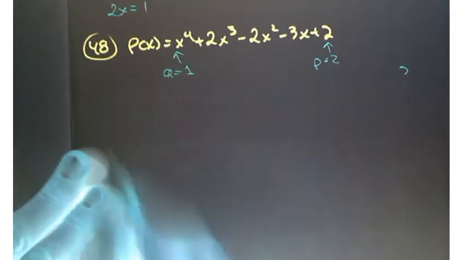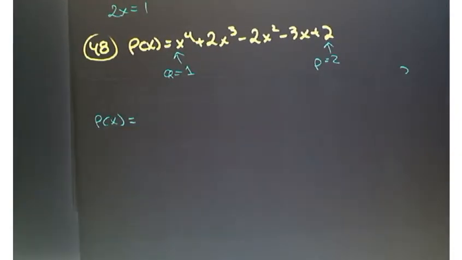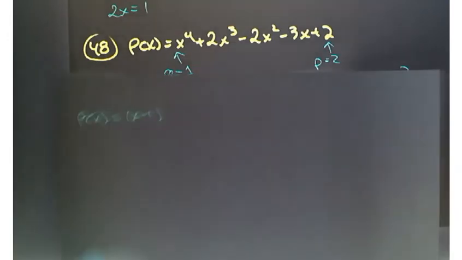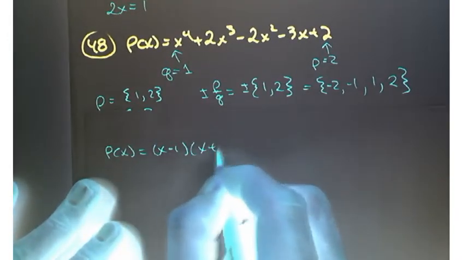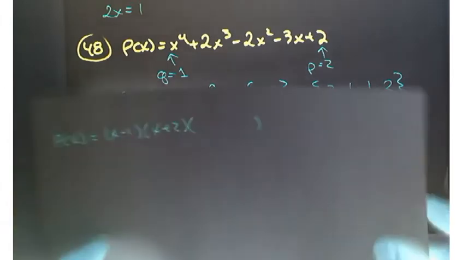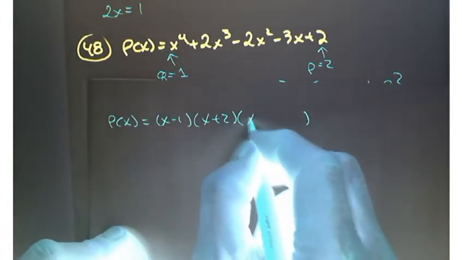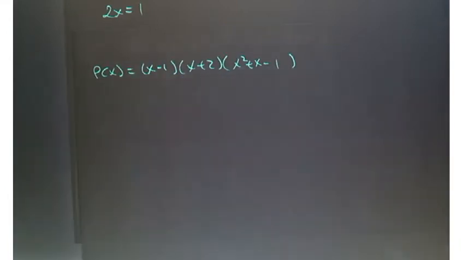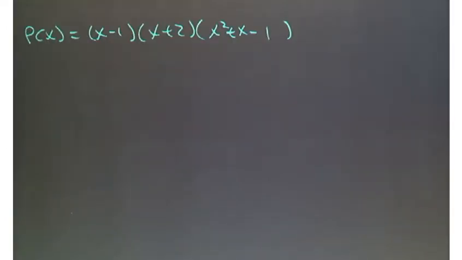So let's see about rewriting this polynomial then. So P of X can be written as, let's see, X minus 1 corresponding to our root here, and then X plus 2. And then we got this little charming thing that's left. X squared plus X minus 1. So I've got the easy two ones. This is not going to give me any nice, easy linear factors. It's just going to be kind of ugly. Not much we can do about it.